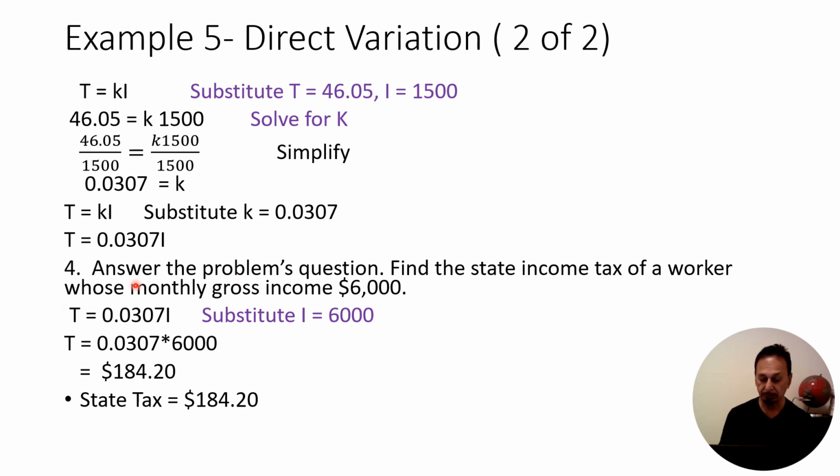Now we answer the last step. Answer the problem question. Find the state income tax of a worker whose monthly gross income is $6,000. So the model is T equals 0.0307I. Now we substitute I equal to 6,000. So the tax becomes 0.0307 times 6,000, which is 184.20, and that's the state income tax, $184.20.